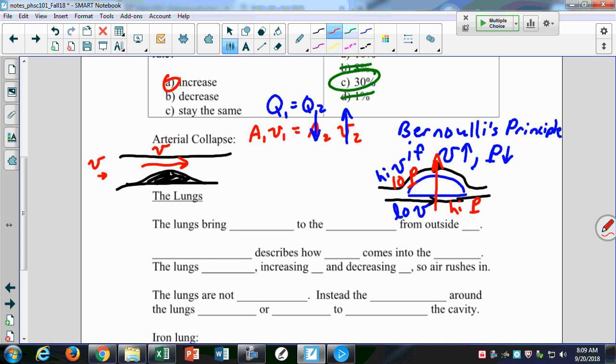Again, not in your book, Bernoulli's principle, I'm pretty sure. Y'all remember Bernoulli's principle in there? No. But it's an important idea to think about when we're considering arterial collapse.